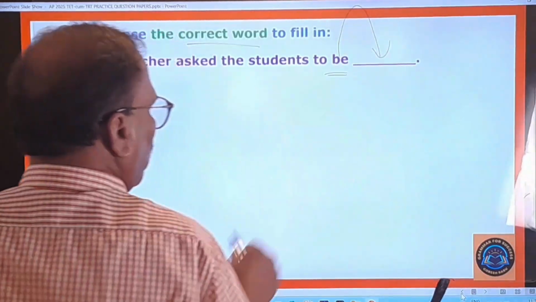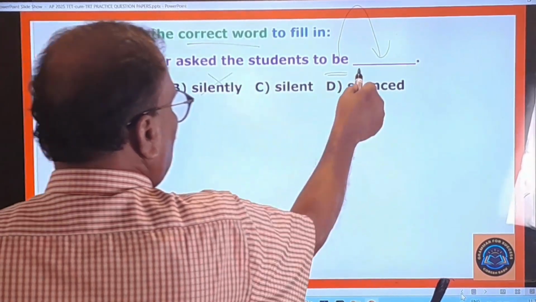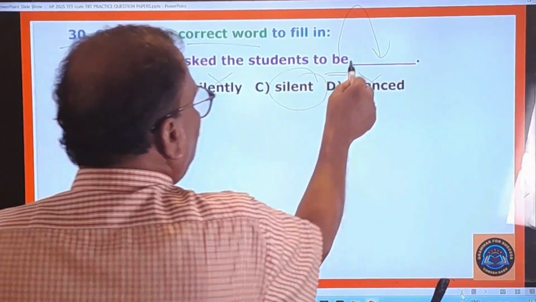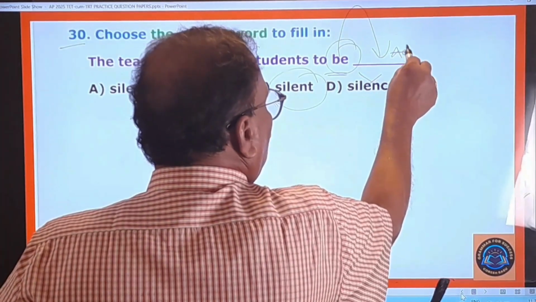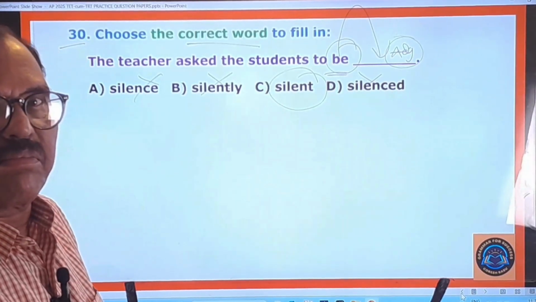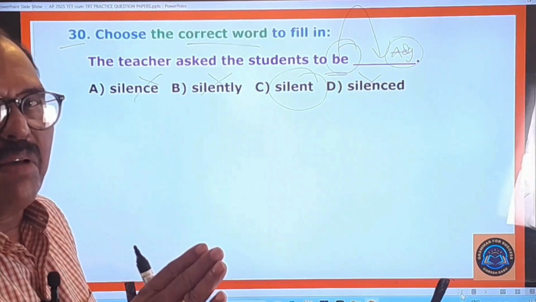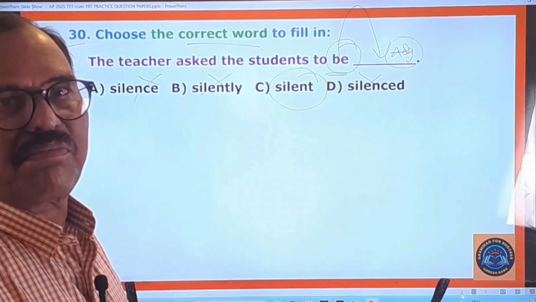What must be used in this blank? Silence, no. Silently, no. Silence, no, but only silent. After this "be," you must use only an adjective. Be careful. You don't say "be care." After "be," you don't use a noun, but you always use an adjective.